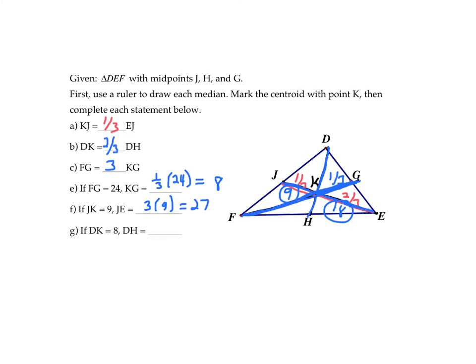Finally, for part G, it says if DK is equal to 8, then DH has to be equal to what value? I find it easiest to remember that DK is the longer segment, so that's 2/3 of the whole. So that means that KH has to be half of that, or 4. And together, they would add up to 12. So the length of DH is 12.